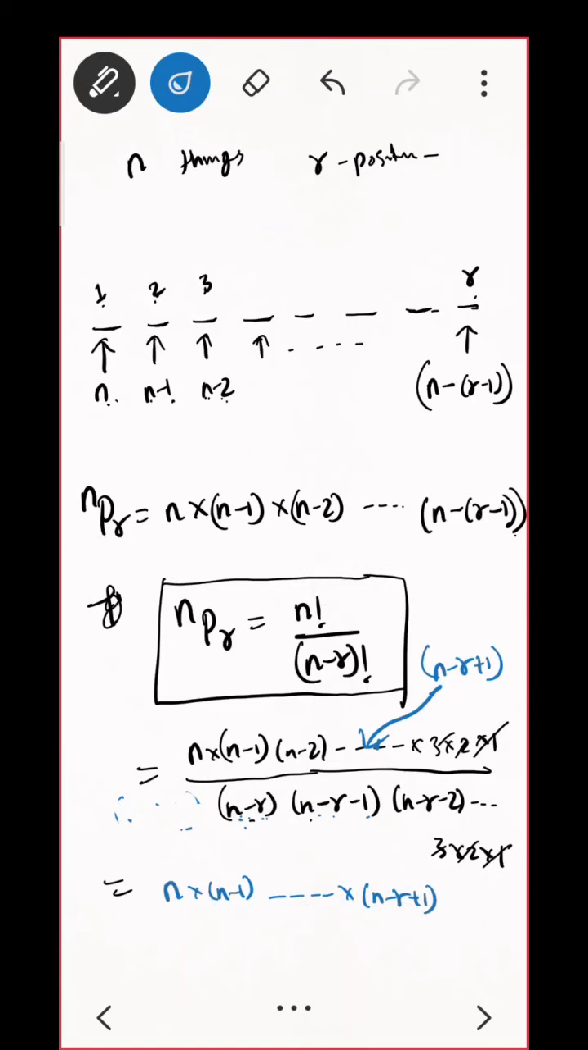Correct? If you are having any doubt, then please ask. Okay, good. So now we have a formula also. Basically I will be using this part. This is quite easy to handle. You just have to put r positions and you just remember the formula also.